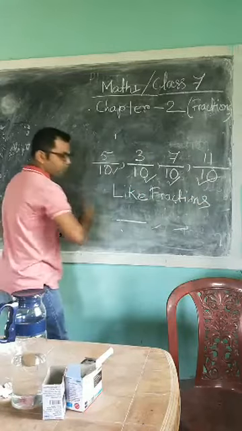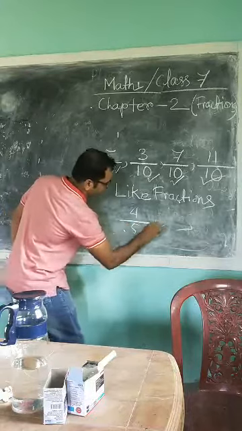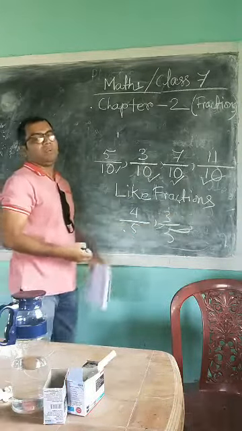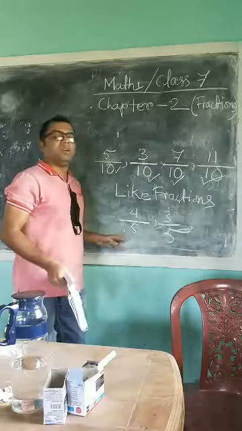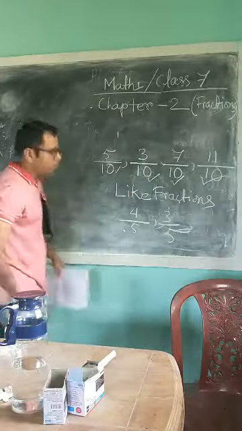Let me give two more examples. 4 by 5, 3 by 5. Here also we have the same denominators, so we can say these are like fractions.